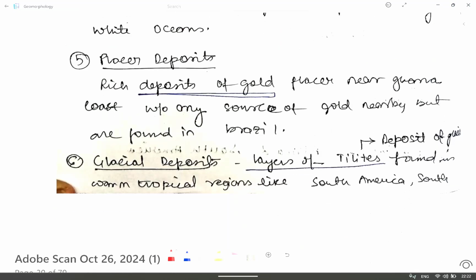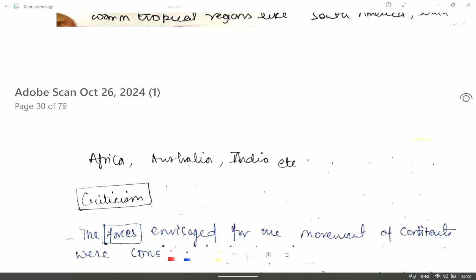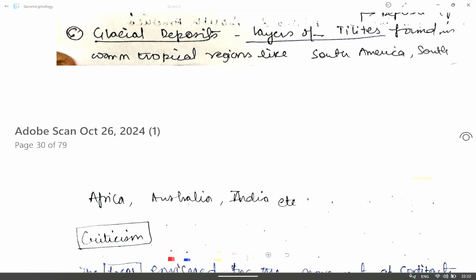Placer deposits, deposits of gold near the Ghana coast without any source of gold nearby. They are found in Brazil. Glacial deposits, the layer of tillites. Tillite is the deposit of glaciers, which is found near the warm tropical regions, such as South Africa, Australia, India, and South America.